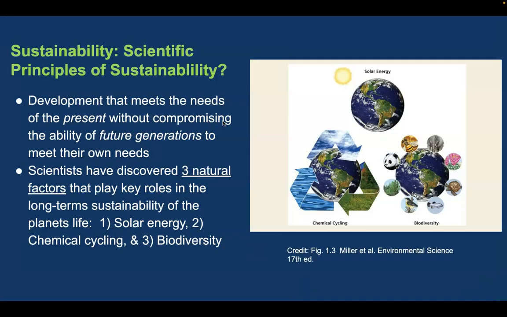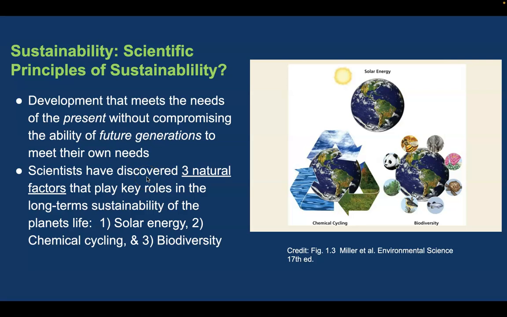Sustainability is defined as the idea that development can meet the needs of the present without compromising the ability of future generations to meet their own needs. So the sustainability idea is that we can come up with ideas of development that would not compromise the ability of future generations, including other species, to meet their own needs.